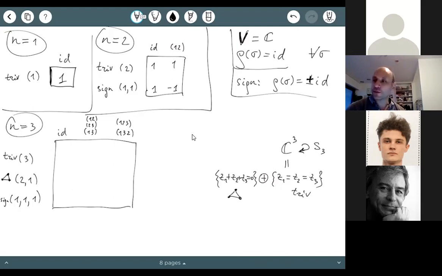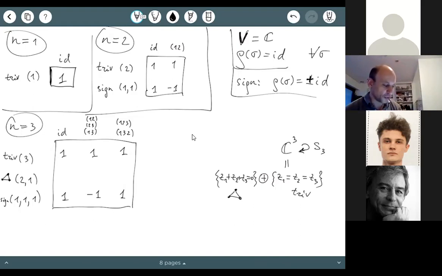So in the trivial representation, every element acts by the identity, so the trace is equal to 1. In the sign representation, the even permutations act by 1, and the odd permutations act by minus 1. And in the triangular representation, it's a little bit more involved, it's an exercise to find the trace.